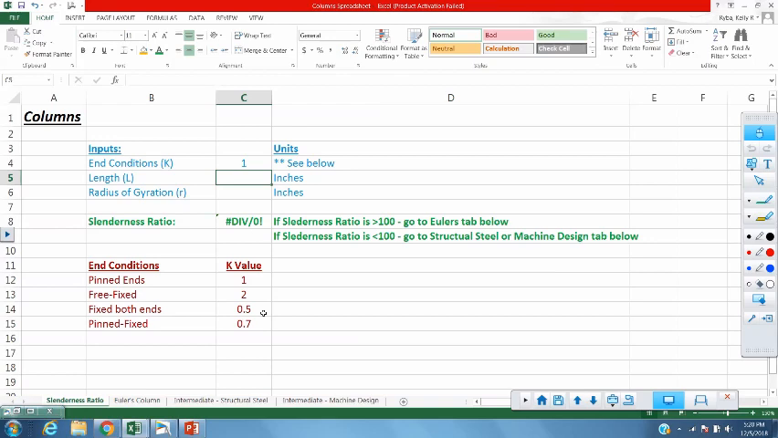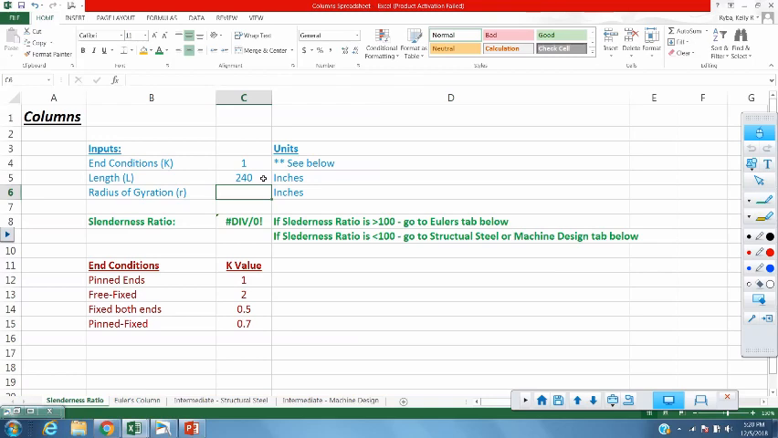Then the next thing we're going to do is we're going to put a length in place here. So we need it in inches. Notice on the right-hand side, we have the units in inches. So let's say we're looking at something that's 20 feet long. So if it's 20 feet long times 12, that's going to be 240 inches long.